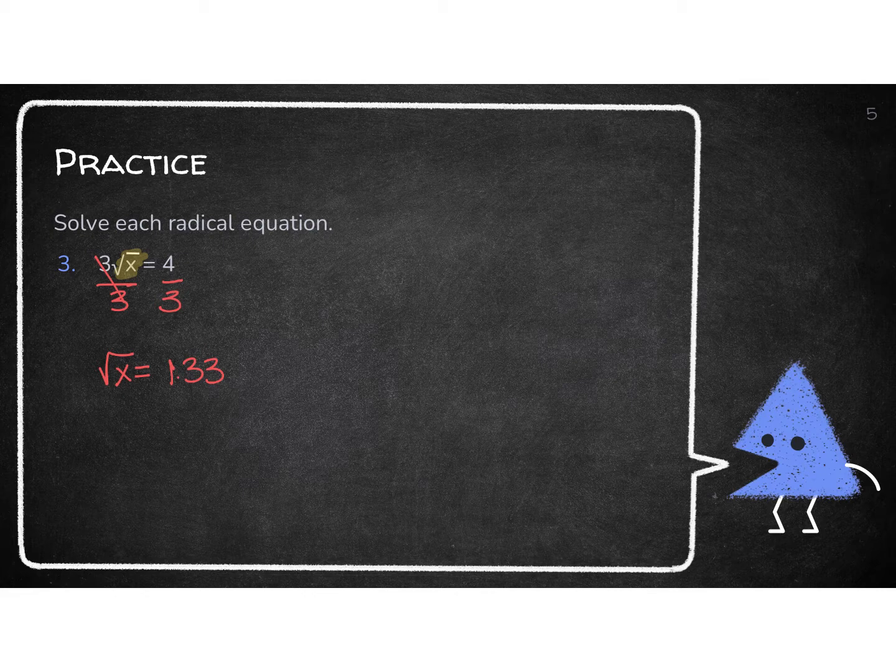Right now what's highlighted is alone, so I can square both sides. Those cancel. I'm left with x equals, I'm going to type in 1.33 squared, and I get about 1.78.